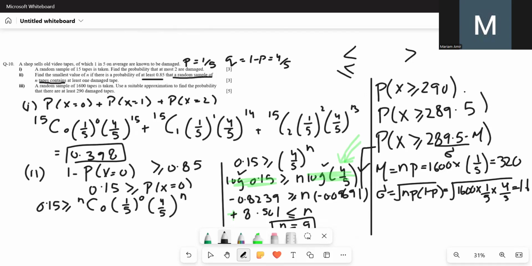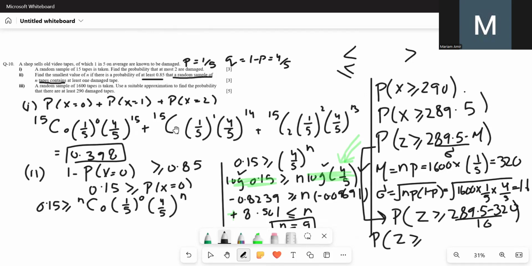So we'll write probability. In fact, this x here becomes z after we apply standardization. So z is greater than or equal to 289.5 minus 320 upon 16, which gives us negative 1.905. Let me quickly check if that's the case. 289.5 minus 320 divided by 16. Yeah, minus 1.906 actually in 3 decimal places. Z-score is required till 3 decimal places.